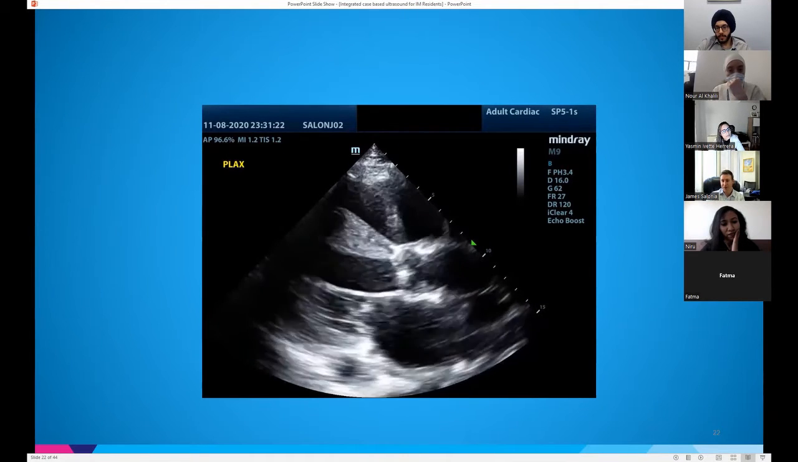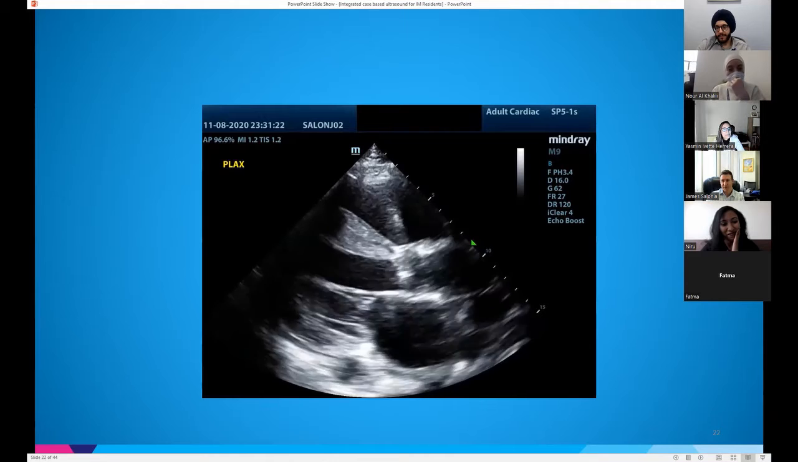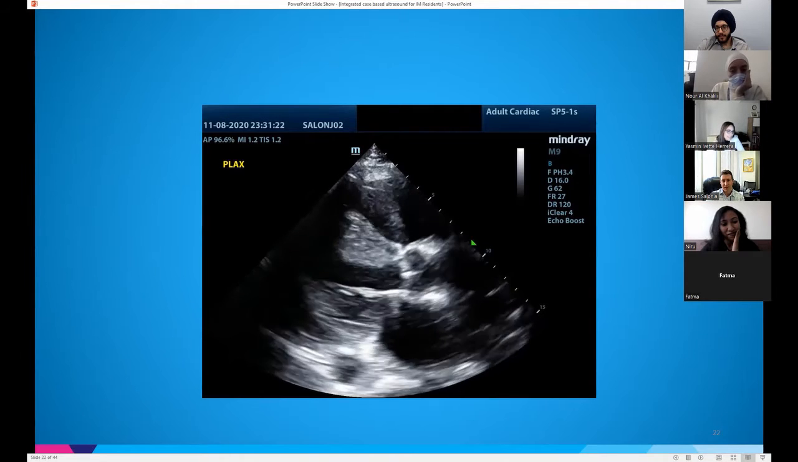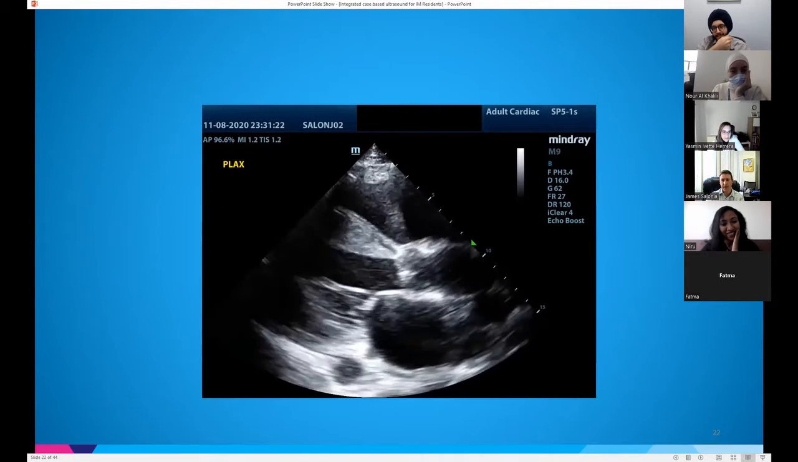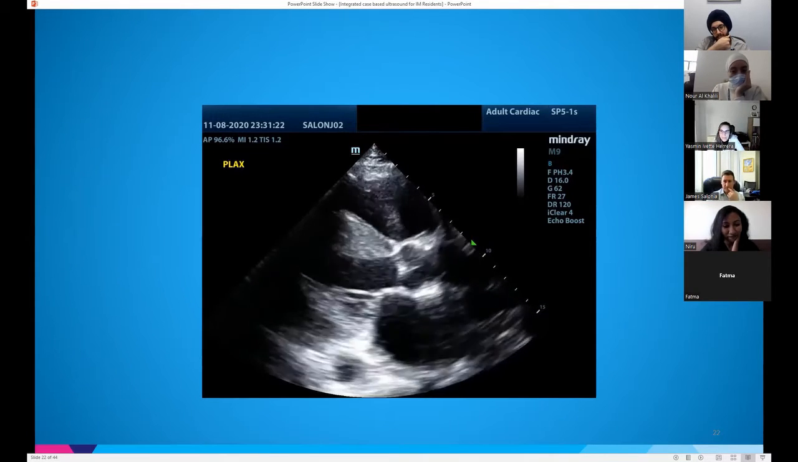I'm sorry, take it to the heart. My bad. What do we have here? Parasternal long axis. It's there. Good. And what do we have for the heart function?